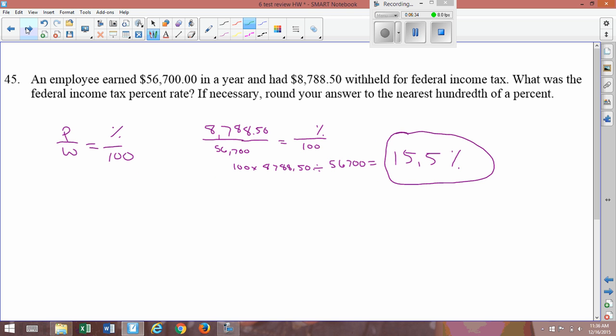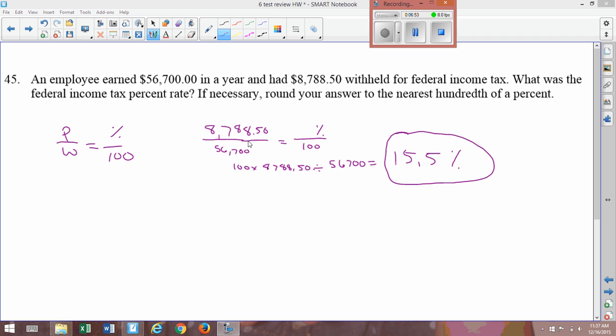An employee earned $56,700 in a year and had $8,788.50 withheld for federal income tax. What was the federal income tax percent rate? If necessary, round your answer to the nearest hundredth of a percent.